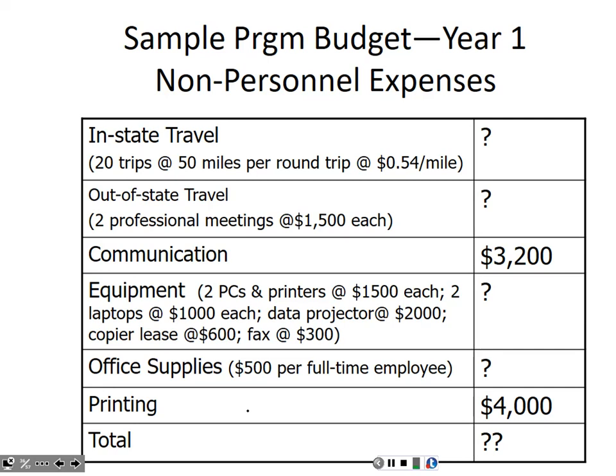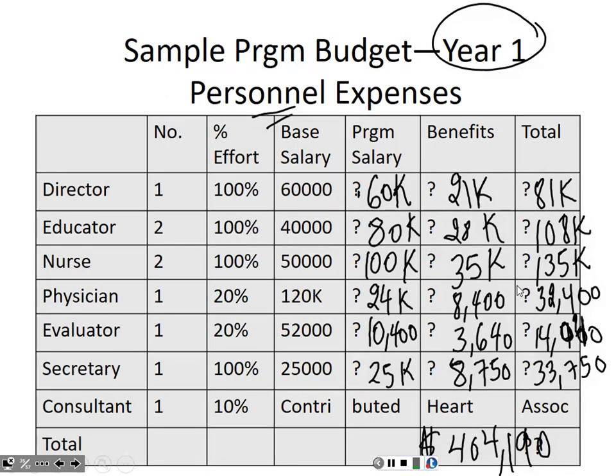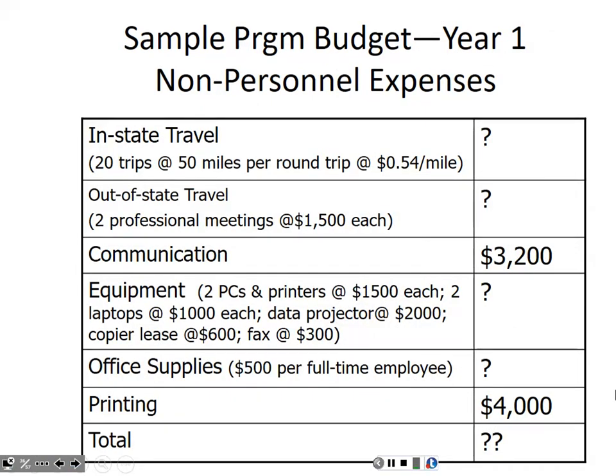Okay? So again, let's take a few minutes and complete the missing cells in this table. Yes, sir? How many full-time employees were there? Good question. How many full-time employees? 6, right? Okay, very good. 6 full-time employees. You can work with your neighbor.